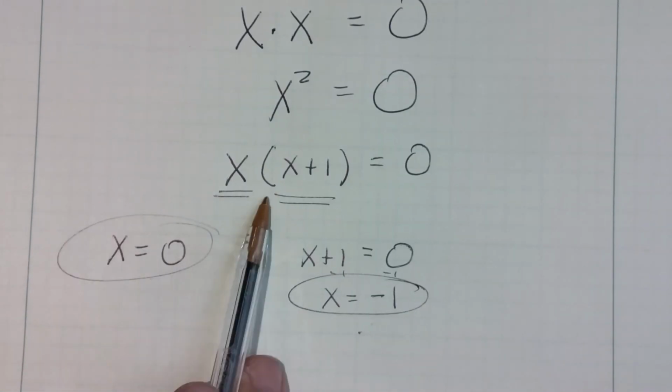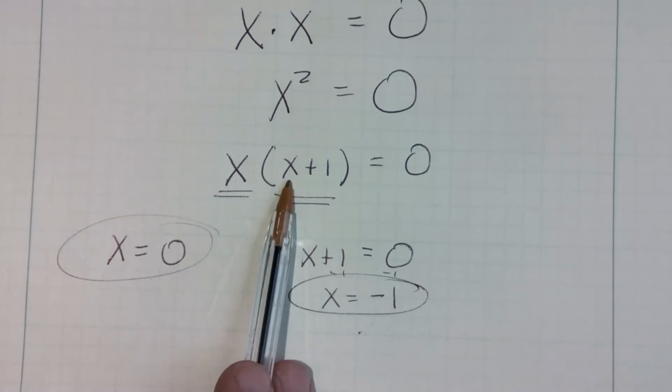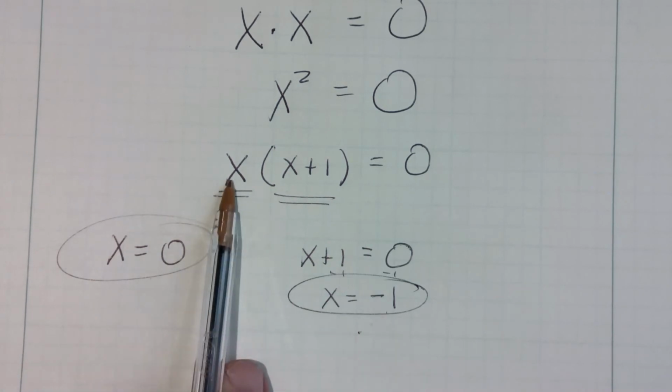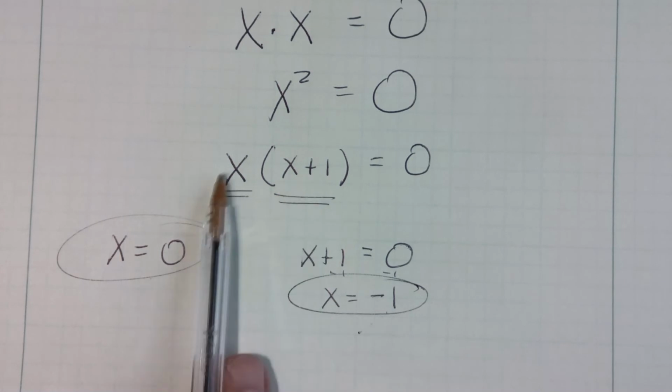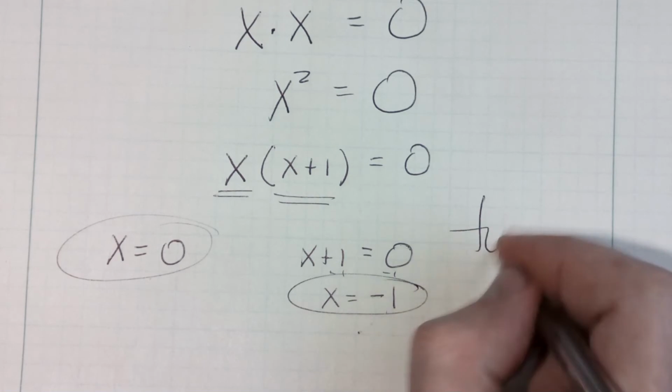And try it, plug it in. If I plug a 0 here, 0 plus 1 is 1, and 0 times 1 is 0. But if I plug a -1 in, what's -1 plus 1? That's 0. Now I got 0 times -1, and I get 0 again. So there's actually two solutions.